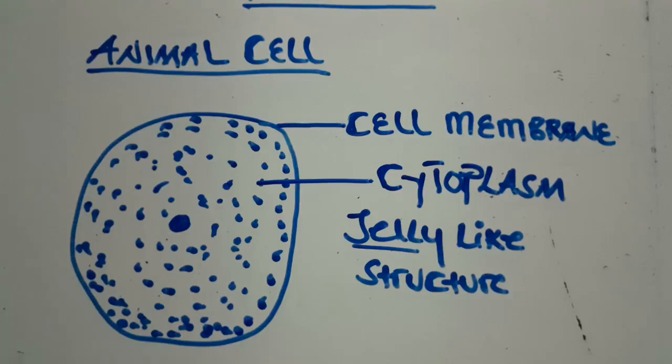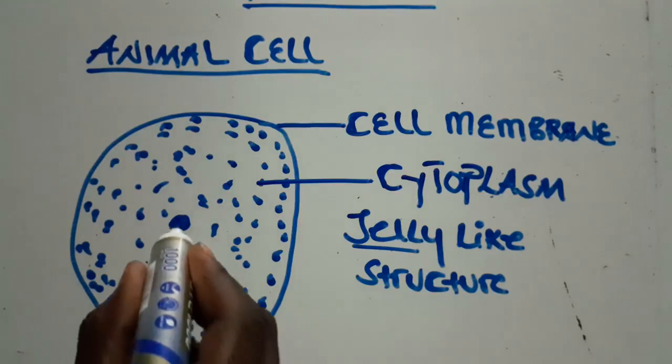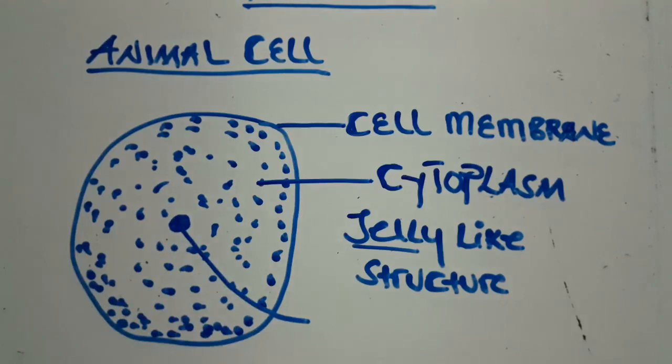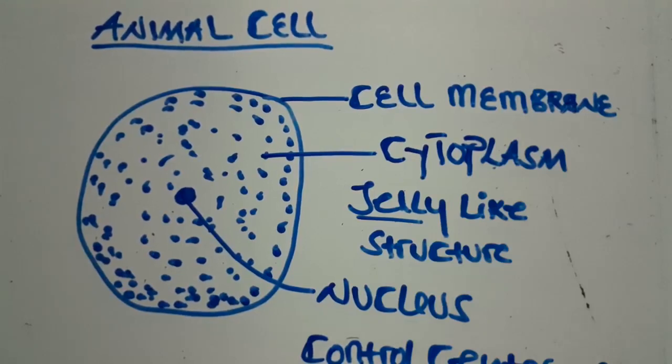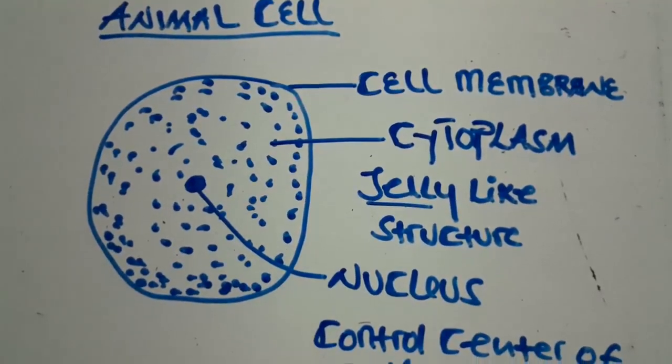Okay, so another structure that we are able to see with the help of a light microscope is called what? A nucleus. And what is the function of a nucleus? A nucleus has been said to be the control center of a cell. So a nucleus is able to control all the activities of a cell. So the part which controls all the activities of a cell is called what? A nucleus. Now, what are some of the activities?